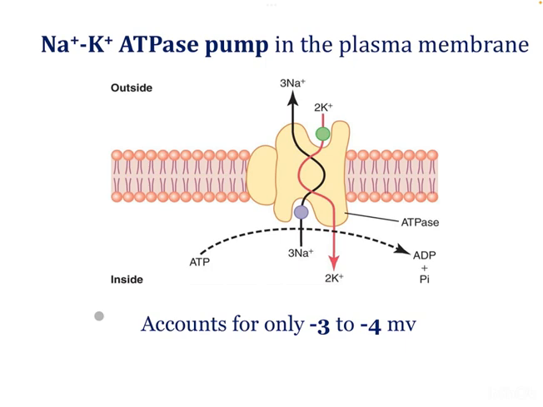The final contribution to the resting membrane potential is by the electrogenic pump, that is the sodium potassium ATPase pump, which pumps 3 sodium out of the cell and 2 potassium towards the inside of the cell with the utilization of 1 ATP. However, this electrogenic pump only accounts for minus 3 to minus 4 millivolt of the total resting membrane potential. So it's a minor role.